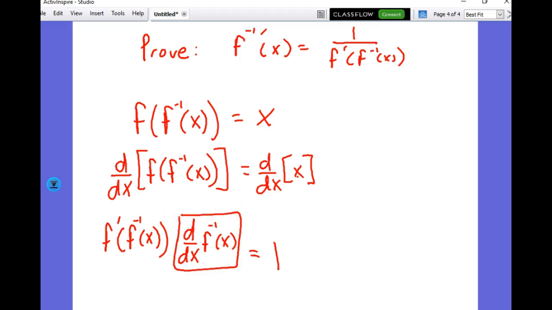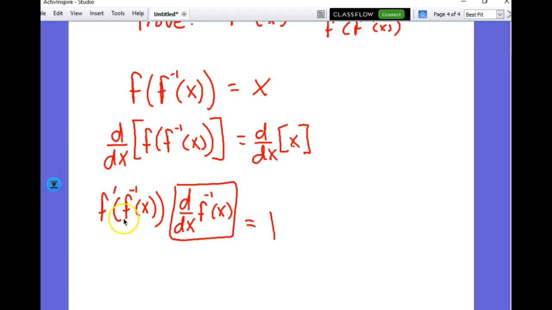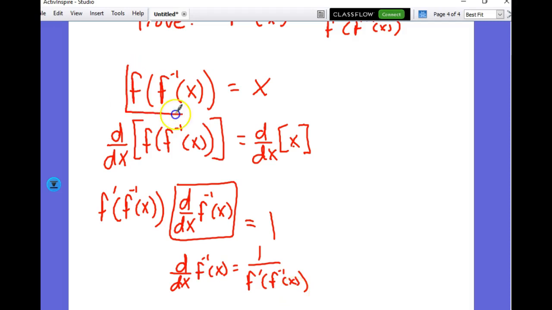Well, all I have to do is divide both sides by this portion that it's multiplied with, and we end up with our final answer. So the derivative with respect to x of f inverse of x is 1 over f prime of f inverse of x. So it's really intuitive and straightforward. You just need to remember that in the beginning, and you can work your way to what the derivative of f inverse is.